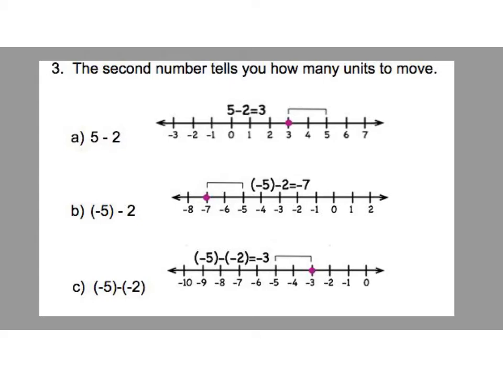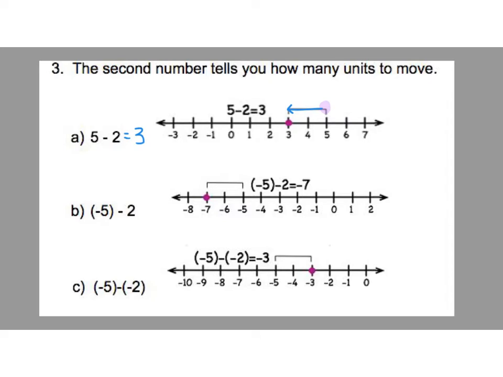So in our problem, 5 minus 2, we start at 5 on our number line. The minus sign tells us we're going to move in the negative direction or to the left. And the second number tells us how many units to move. So we're going to move to the left 2 units, and we end up at 3 on the number line. So 5 minus 2 equals 3.